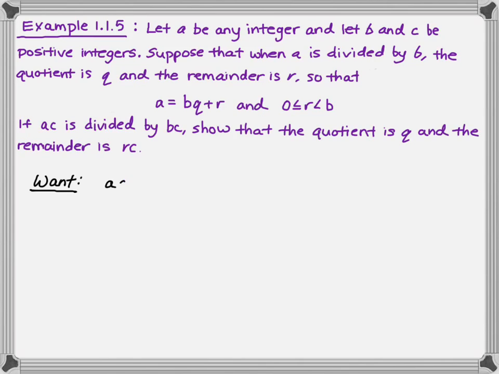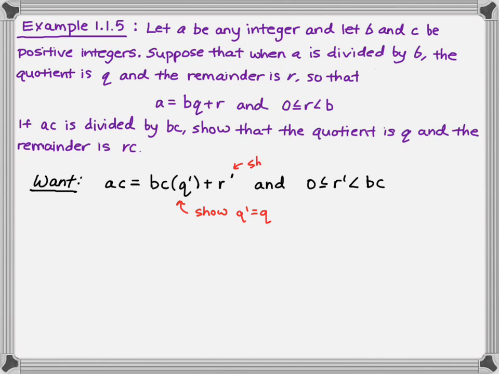When AC is divided by BC, we have AC equaling BC times some quotient, let's call this quotient Q prime, plus some remainder, which we'll call R prime, and then we also require that this remainder R prime is greater than or equal to 0, but strictly less than BC. This question is asking us to show that this Q prime is actually equal to Q in the given statement, and that R prime is equal to RC. So how do we do that?